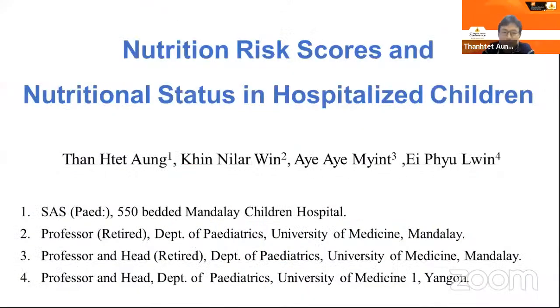Good afternoon, Chairperson, honorary guests and all the audience. I am Dr. Dante Ang, specialist ES from the 550-bedded Mandalay Children's Hospital. Today, I would like to present a paper, Nutrition Risk Score and Nutritional Status in Hospitalized Children. These are my supervisors and my mentors.